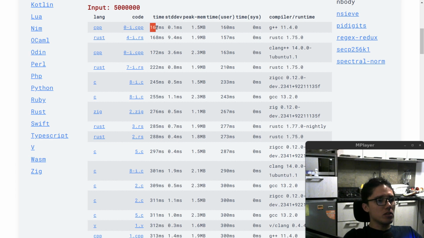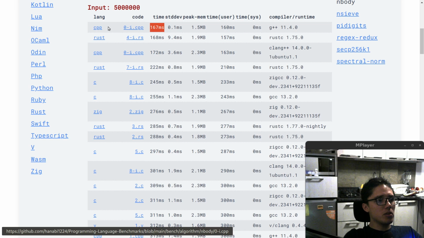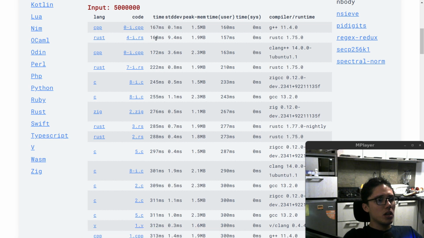So, well, if we take the smallest time here, C++, for example, is 167 milliseconds, again using 1.5 megabytes of memory. So I would say we don't really care about the number here, but the relationship of this number proportionally to these other numbers, right?